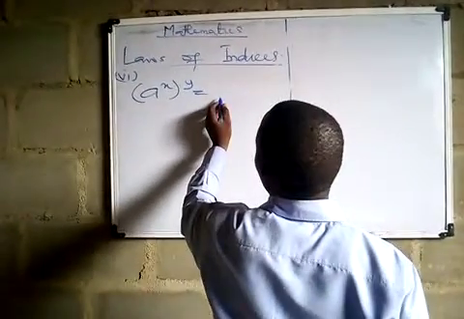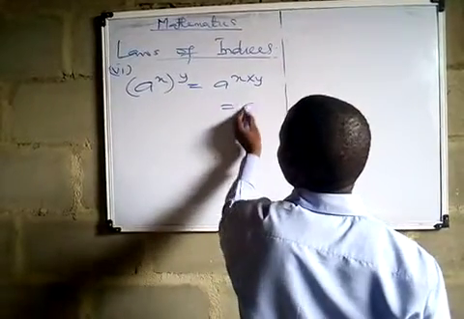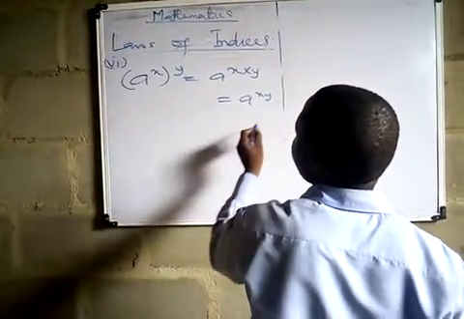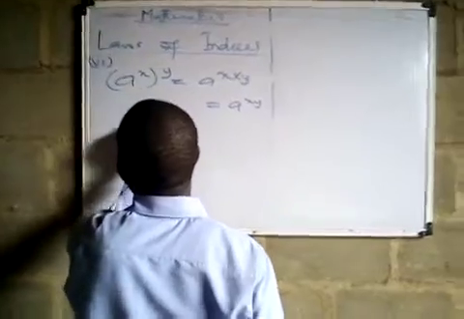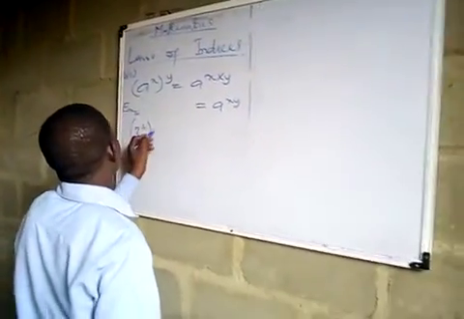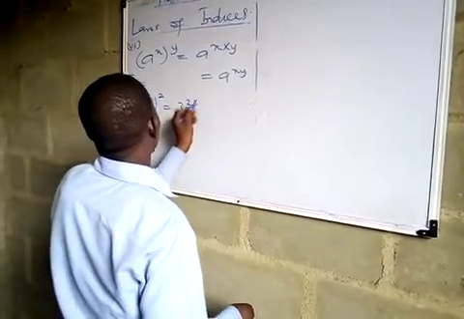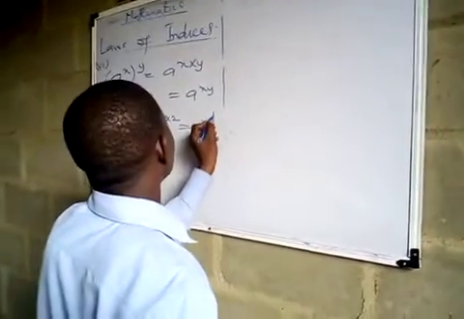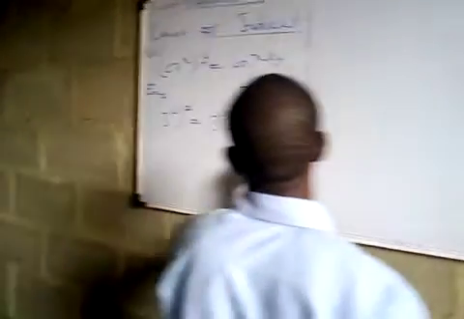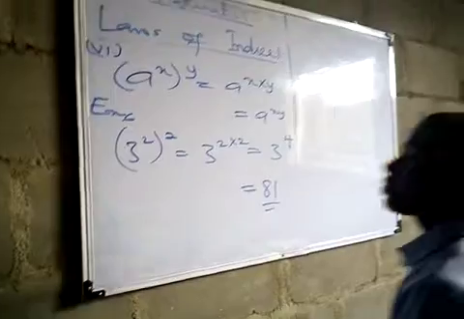That gives us a raised to the power of x times y, which is a raised to the power of xy. So if I have 2 raised to the power of 3, example 6, raised to the power of 2, that gives us 3 times 2, which is 2 raised to the power of 6. Or 3 raised to the power of 4, which is equal to 81.